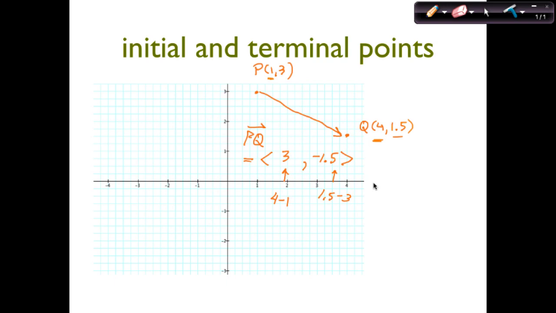So then QP would be what? -3. Yeah, it would just be reversed, right? Because now you'd be doing 1 minus 4, final minus initial, and 3 minus 1.5. And those are equal and opposite vectors, right? Same magnitude, opposite direction, QP and PQ.